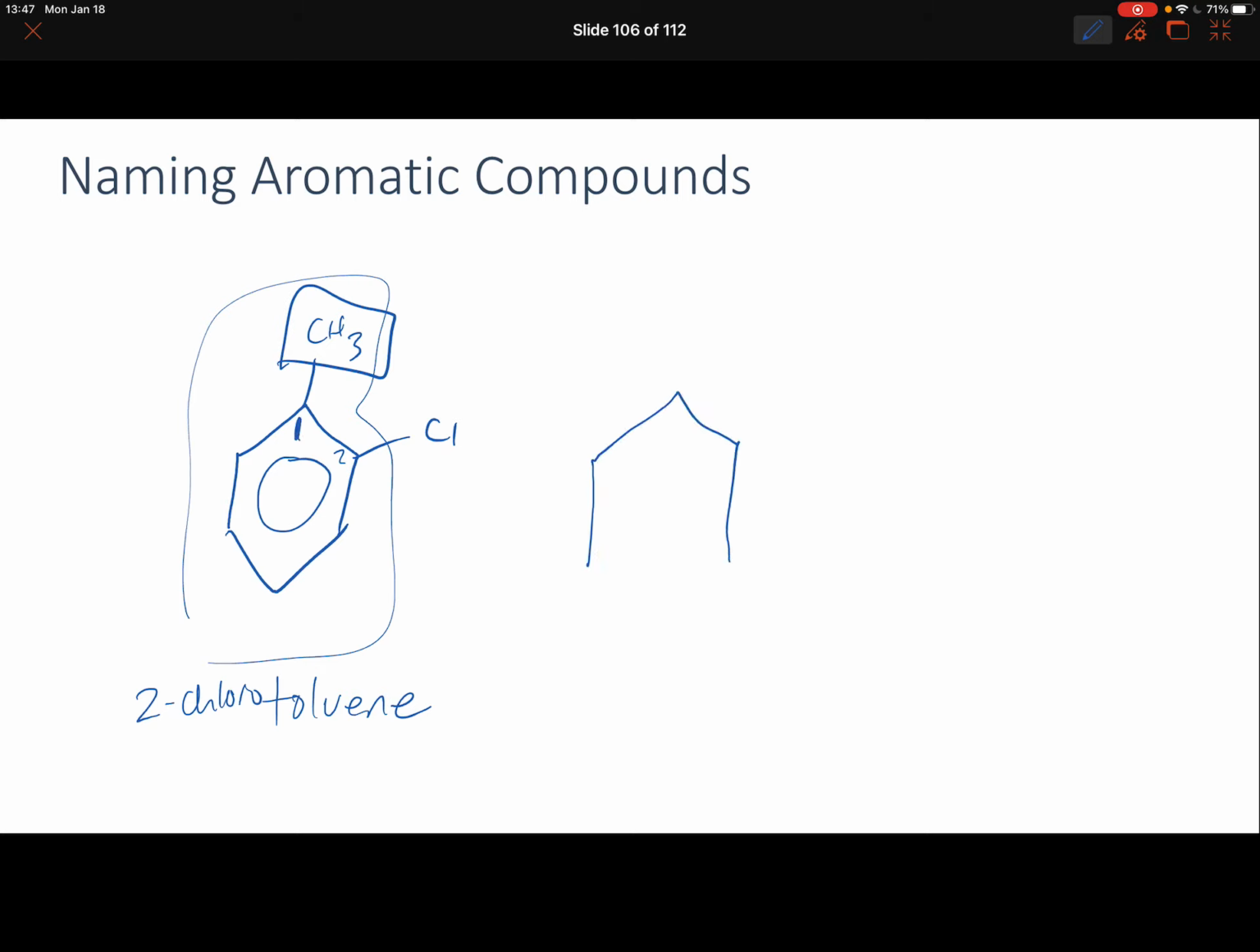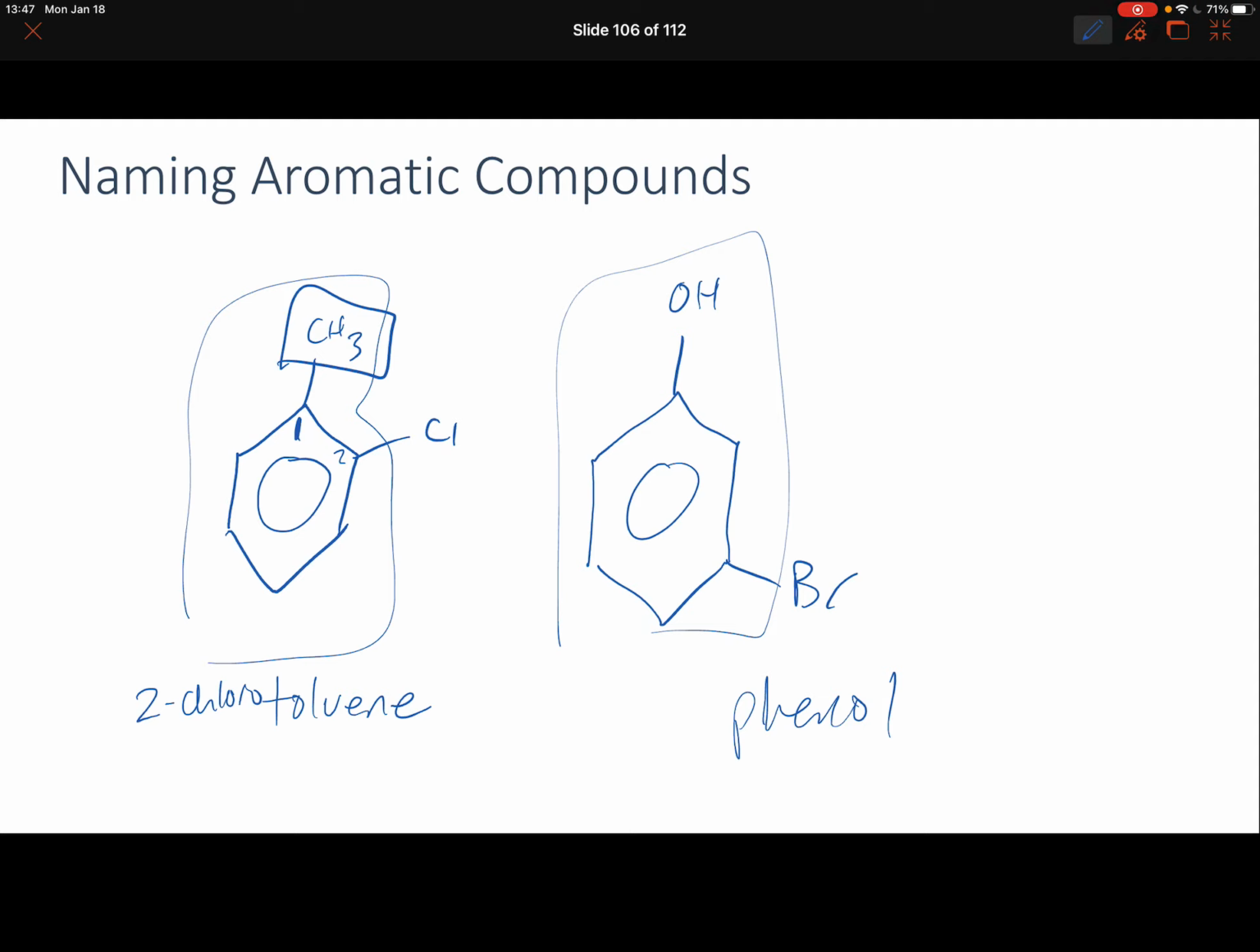If I had this guy, I can call this phenol. So automatically, if I'm using phenol instead of calling this hydroxybenzene, then phenol becomes the number 1, and this would be 3-bromophenol. Or I could even say meta-bromophenol. I don't have to say that phenol is number 1 again because it's built into the name.